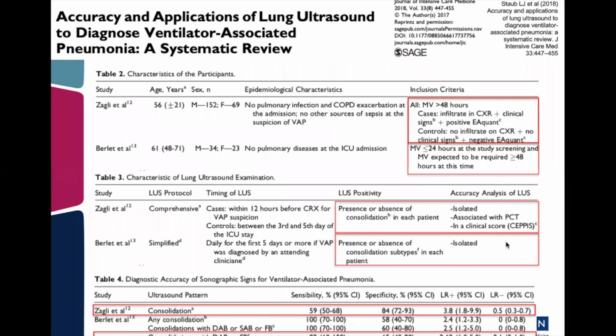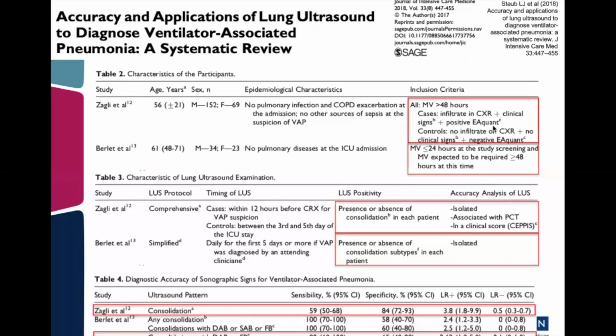This was a systematic review looking at a number of studies with different designs, looking at the accuracy of lung ultrasound for the diagnosis of ventilator-associated pneumonia. This first study, Zagli, involved 221 ventilated patients with clinical evidence of pneumonia, clinical evidence being infiltrate on chest x-ray, clinical signs like fever, secretions, leukocytosis, and a positive EA quant, which is essentially a positive tracheal aspirate.